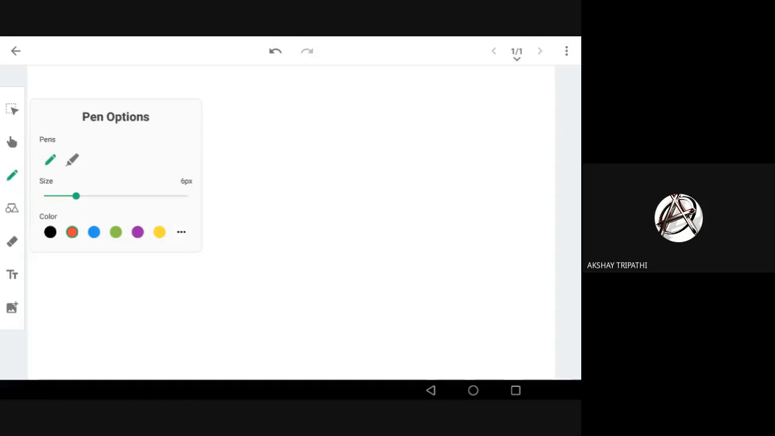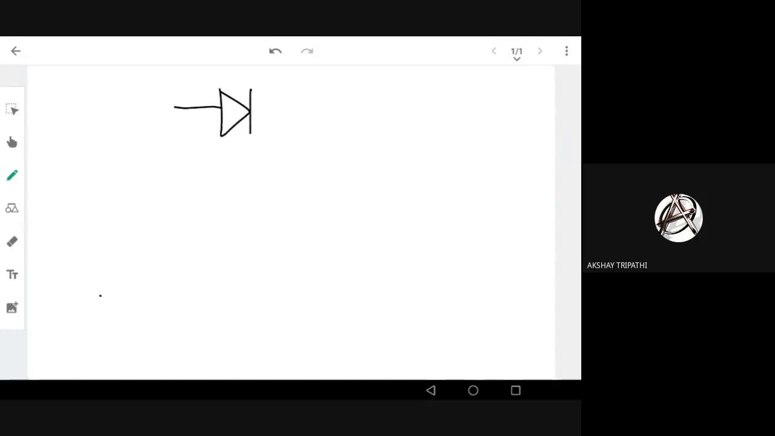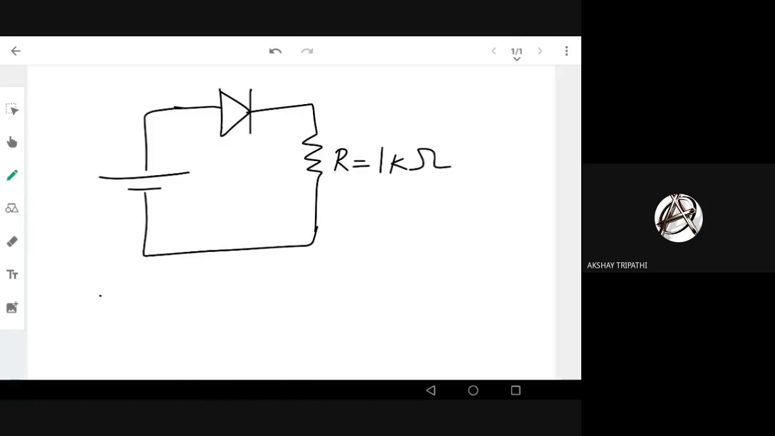So before that, I'll just draw a simple circuit. For example, I have a diode like this, and I have some resistance R, say R equal to 1 kilo ohm. Say I have a voltage source here, say for example 2 volt, plus minus, right? Diode D1.